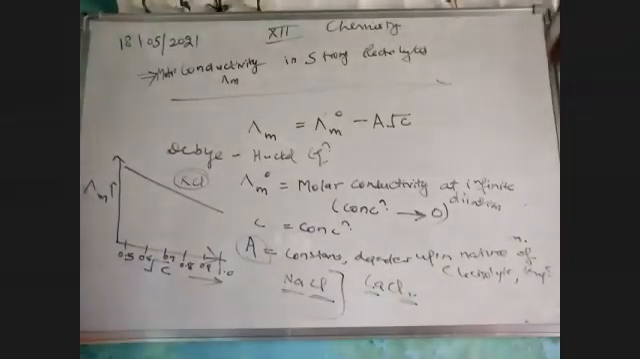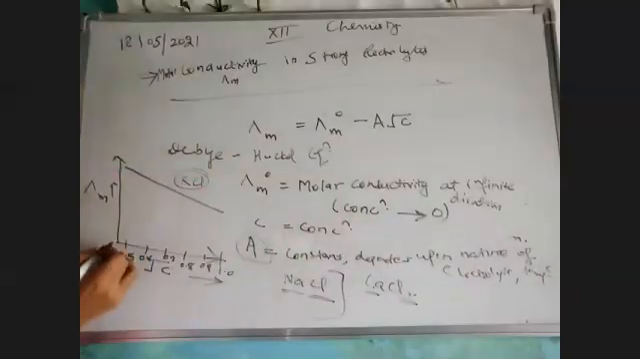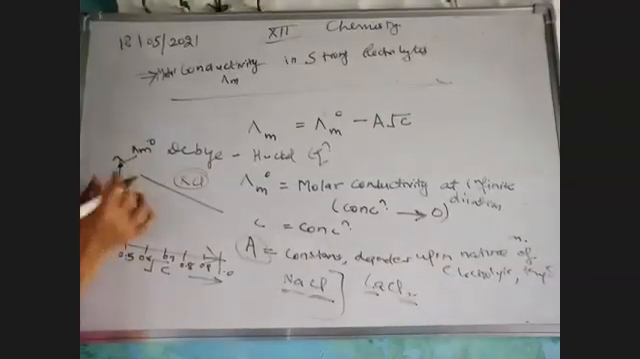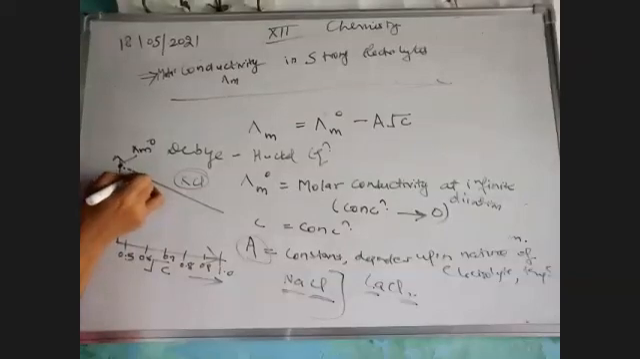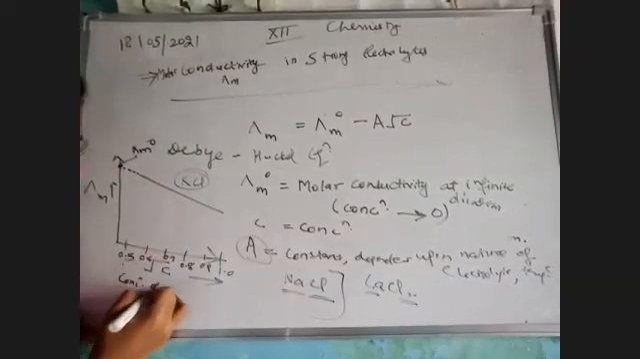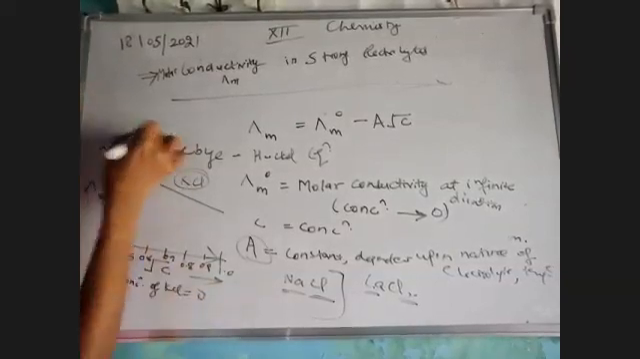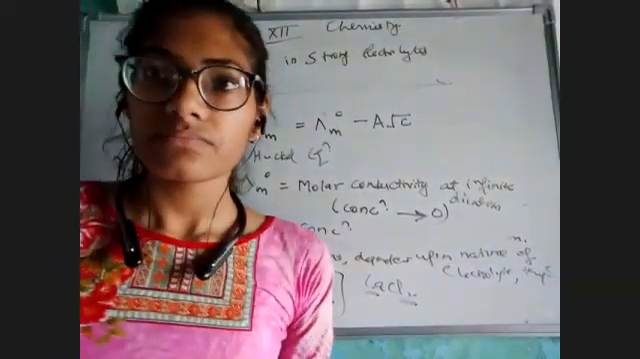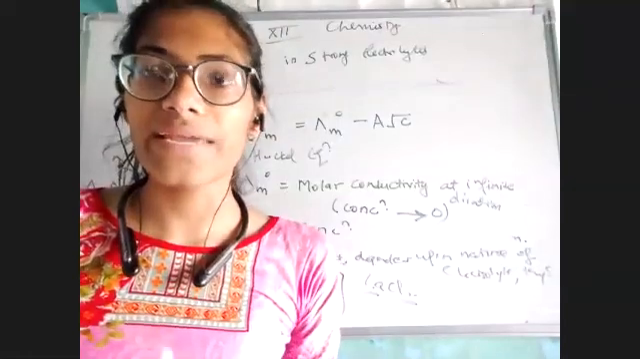And if the concentration of the strong electrolyte is almost 0, this is known as lambda m naught. I would show in the graph that whenever the concentration of KCl is almost equal to 0, then this is known to be lambda m naught. Am I clear, children? This is what I wanted to explain to you.